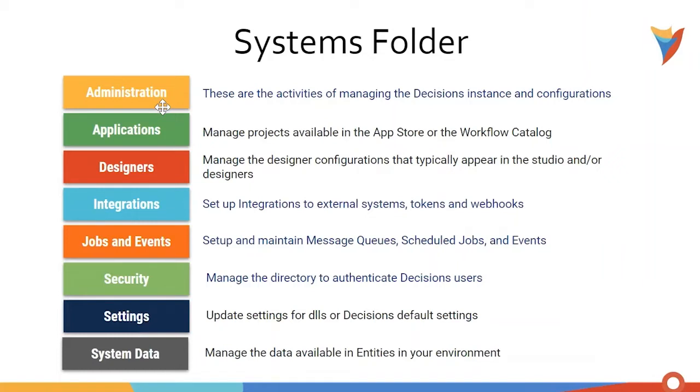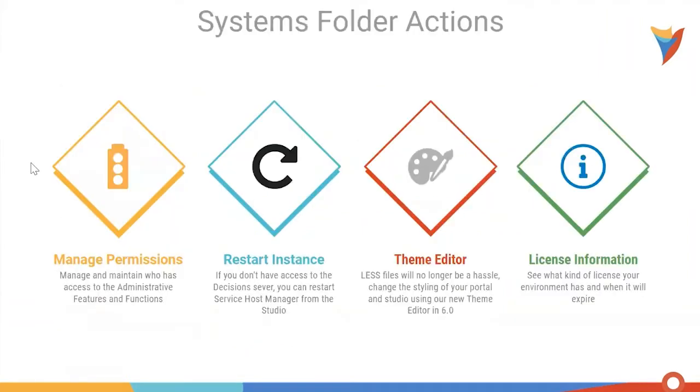Security is the place where we can manage the directory to authenticate decisions users. So under here, we can create accounts, groups, as well as manage these particular accounts or groups. So under settings, we can find the updated settings for all DLSs or decisions default settings. Systems data is the place where we can manage the data available in the entities in the environment that we are working on.